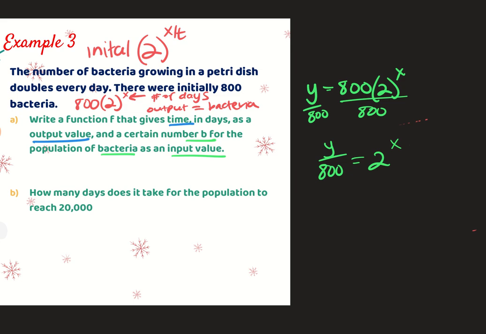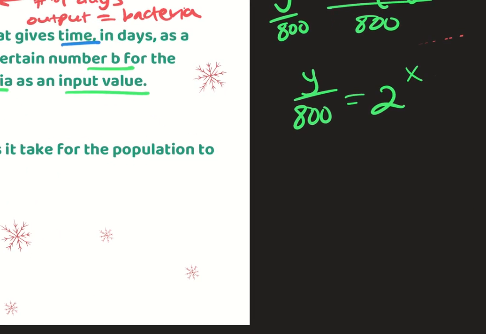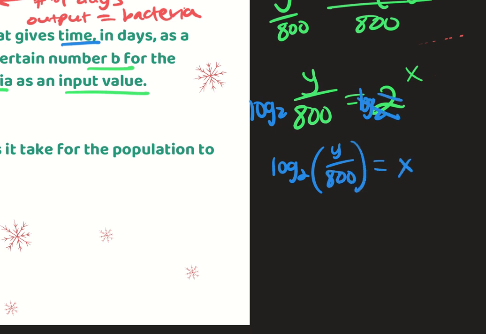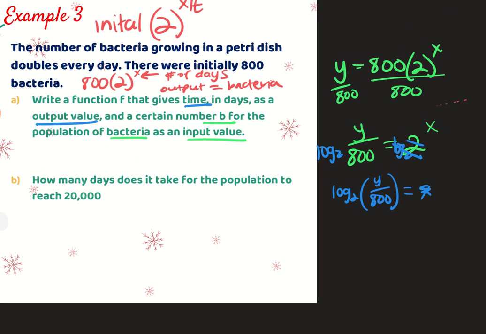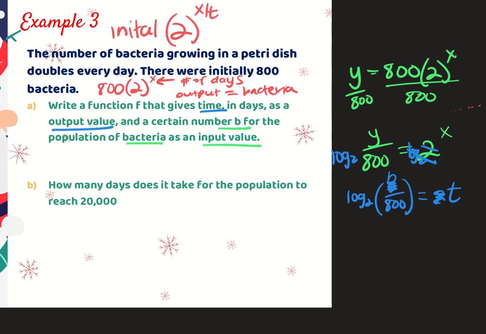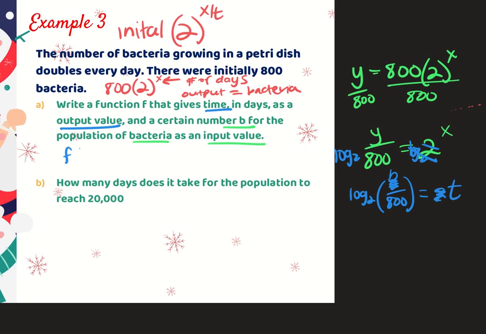And then how do I get to that exponent? I've got to log. Specifically, I want to get rid of this base, so I'm going to log base 2. So I get log base 2 of y over 800 equals the log base 2 and the 2 cancel, and I just get x. And x was my time, so this is t, and y was my bacteria, which they told me the variable is b.